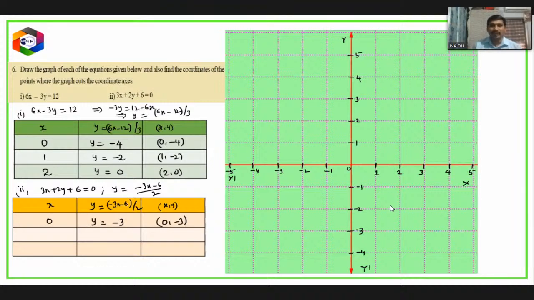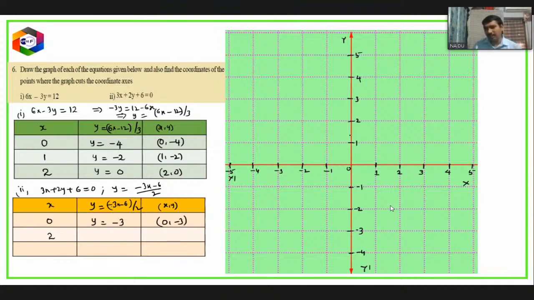That means you are getting a fraction. So I am skipping that and taking x equals minus 2. Minus 3 into minus 2... minus 3 times 2 is minus 6, then minus 6 minus 6. How much will it be? Minus 12 by 2, which is minus 6.